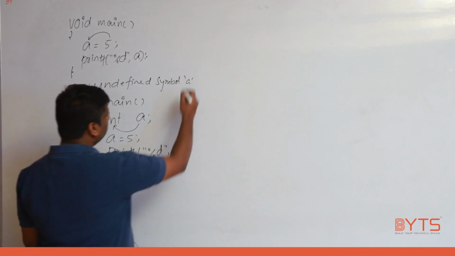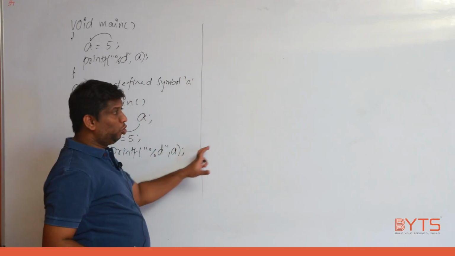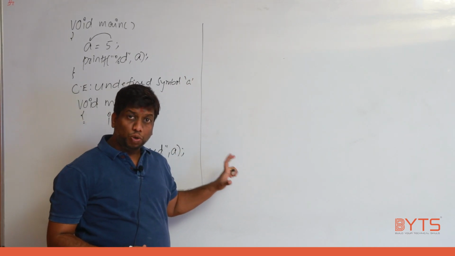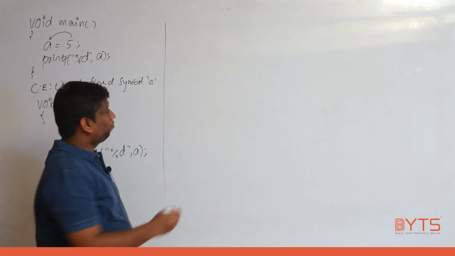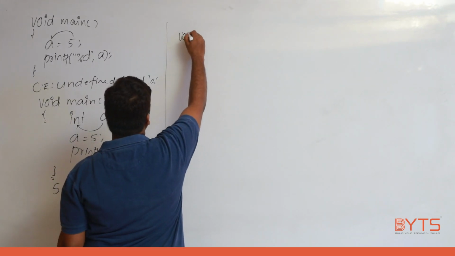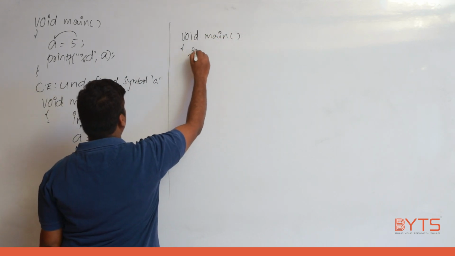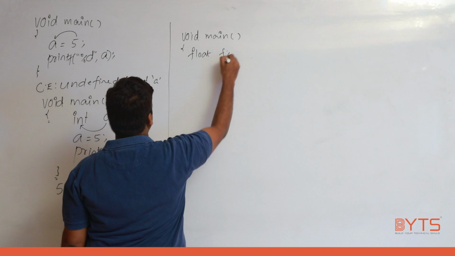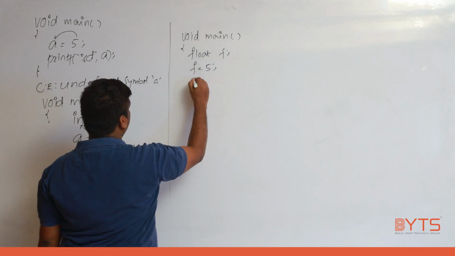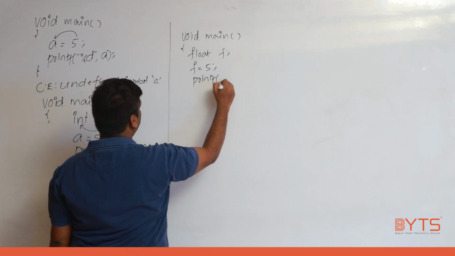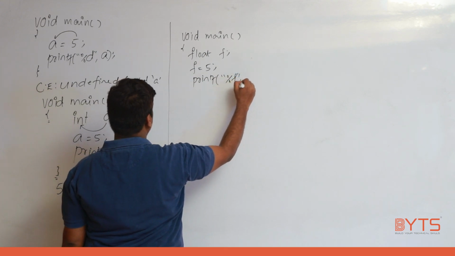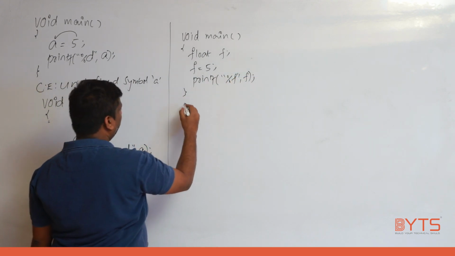Well, next I'll discuss 4 examples here. You better understand the 4 examples. This is very important anyhow. Void main. Let us take, I am writing float f. f is equal to 5. printf percentile f. And I will take 2 more examples here.